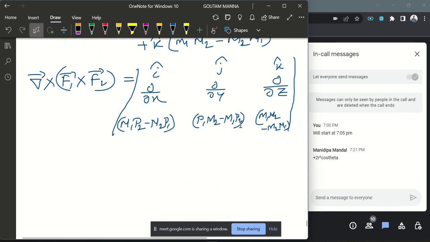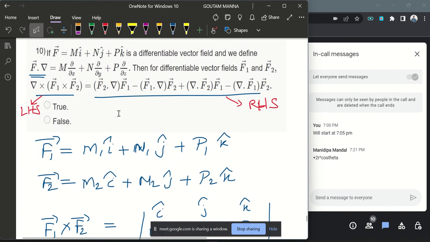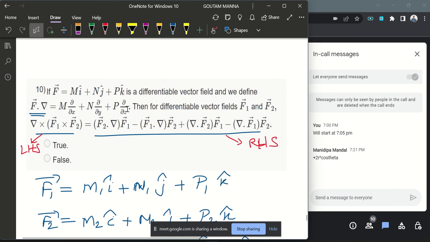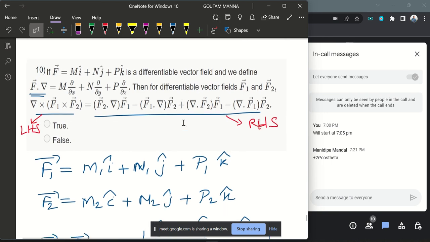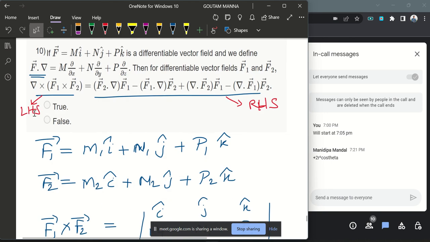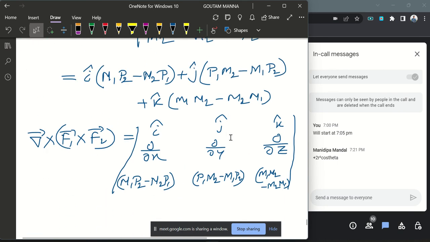Okay, so let's calculate then only the x component of this LHS, and let's compare it with the x component of RHS, because there is no preference of x, y, z here. I mean all are on the same footing. So if we show that the x component of LHS is equal to the x component of RHS, then the other components will follow.